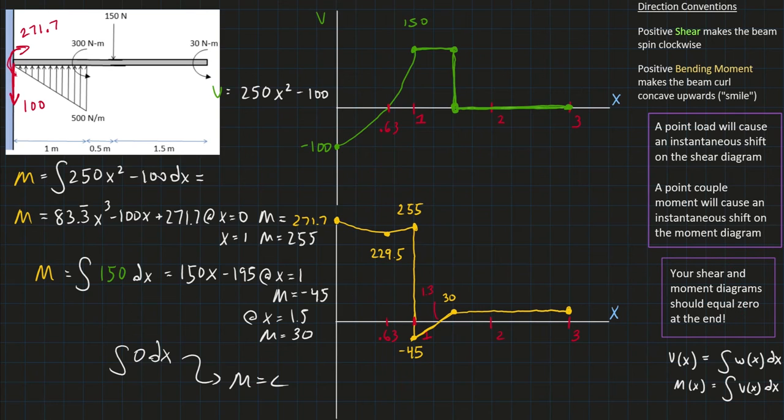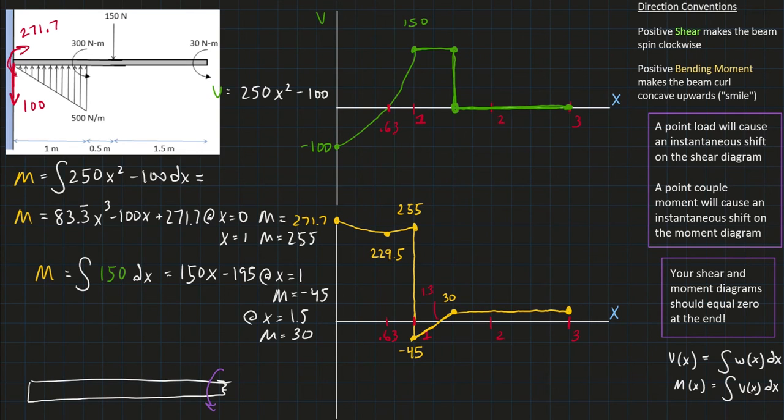We'll want to perform our check here. Here's my last cut at x equal to 3. We have an external 30. Here's my positive bending moment. Nope, not going to work. We're going to need bending moment in the negative direction, which means this is going to drop us down by 30 until we hit 0.